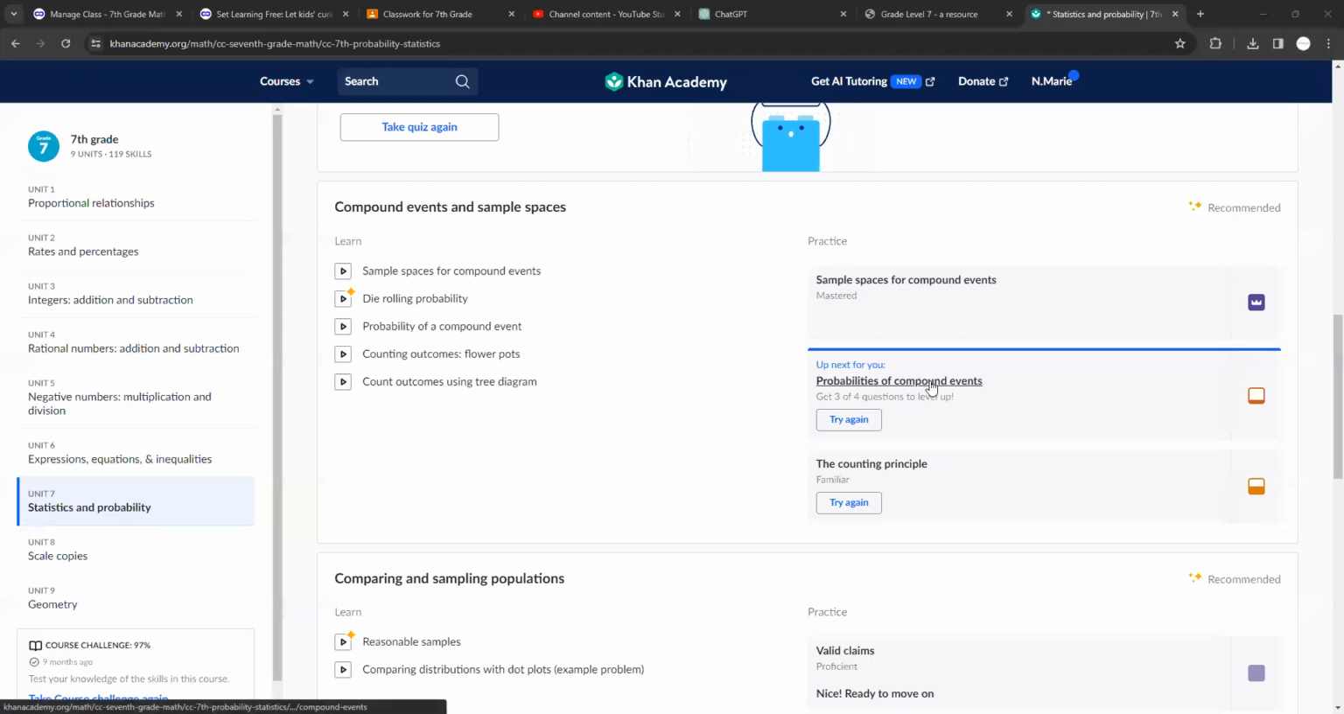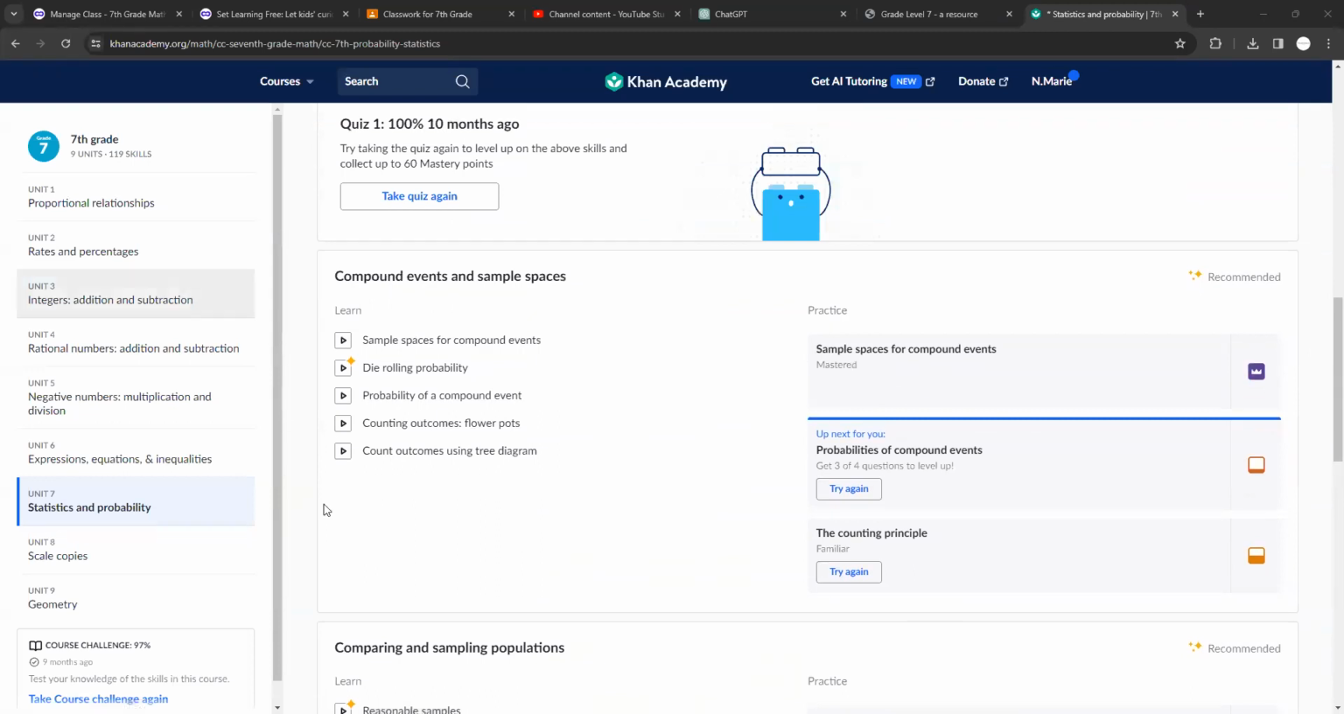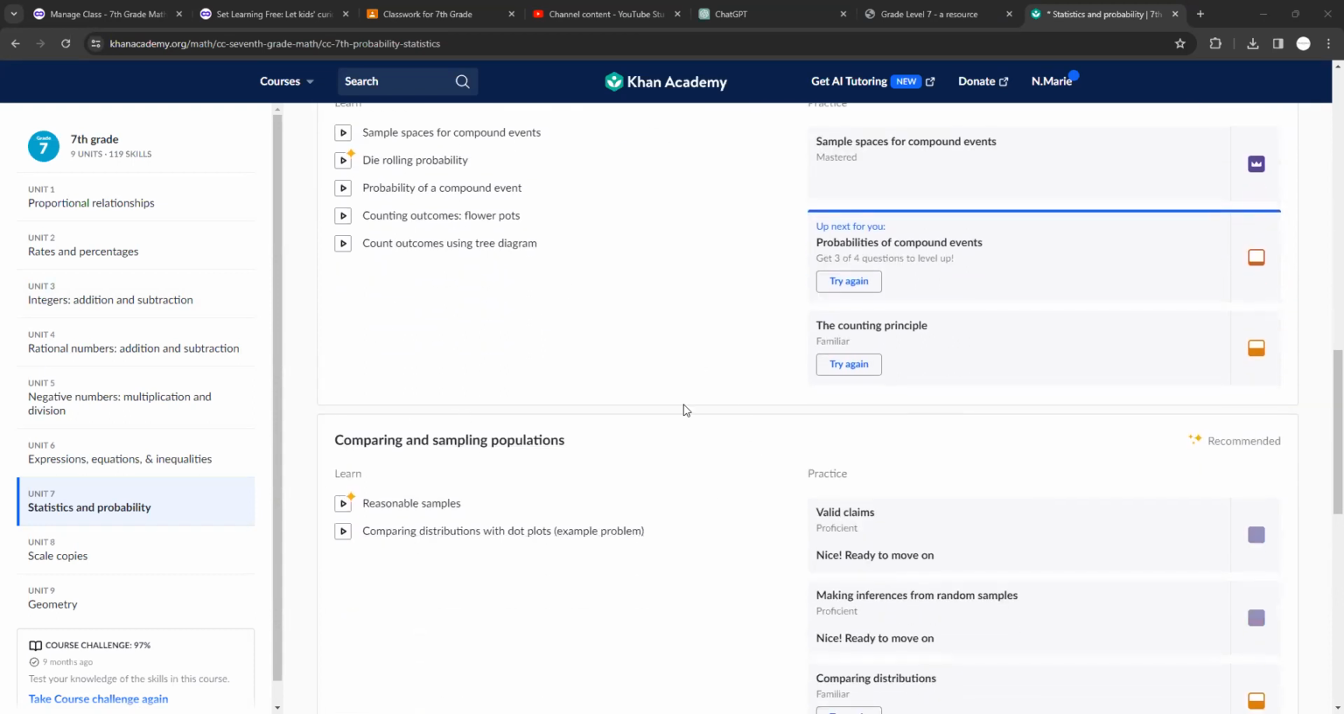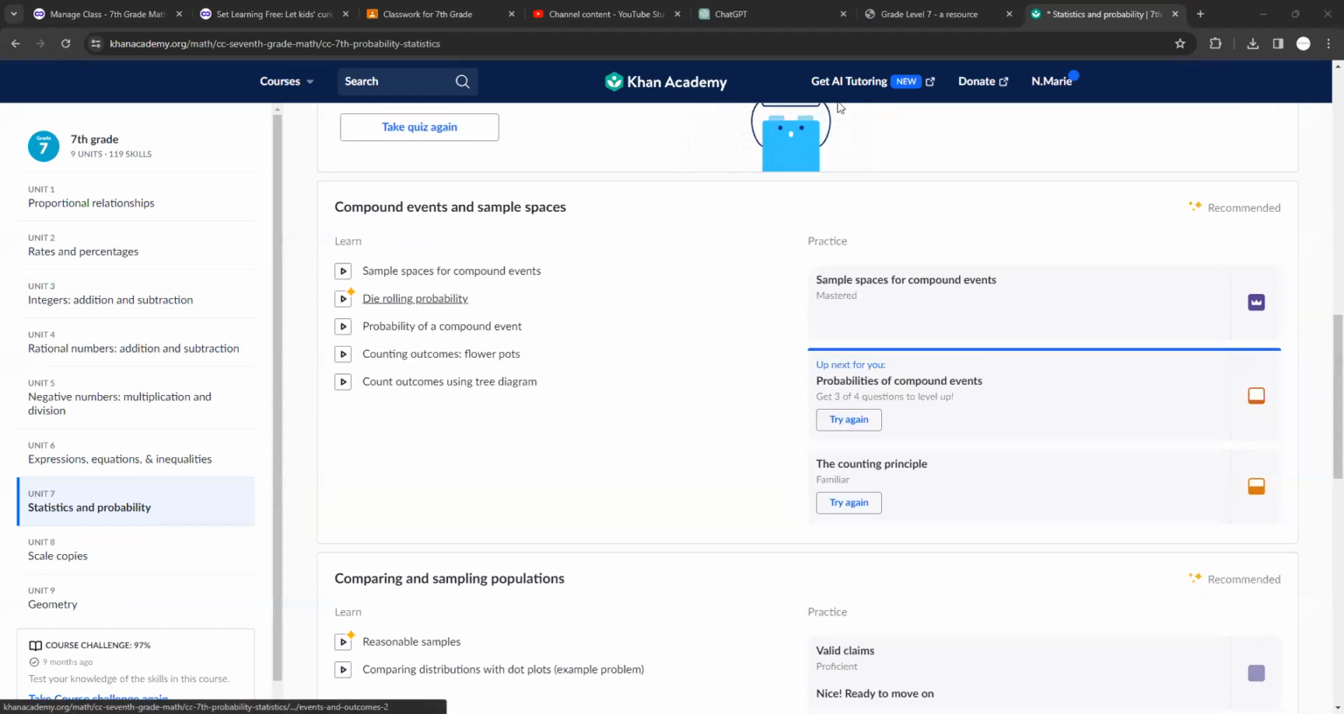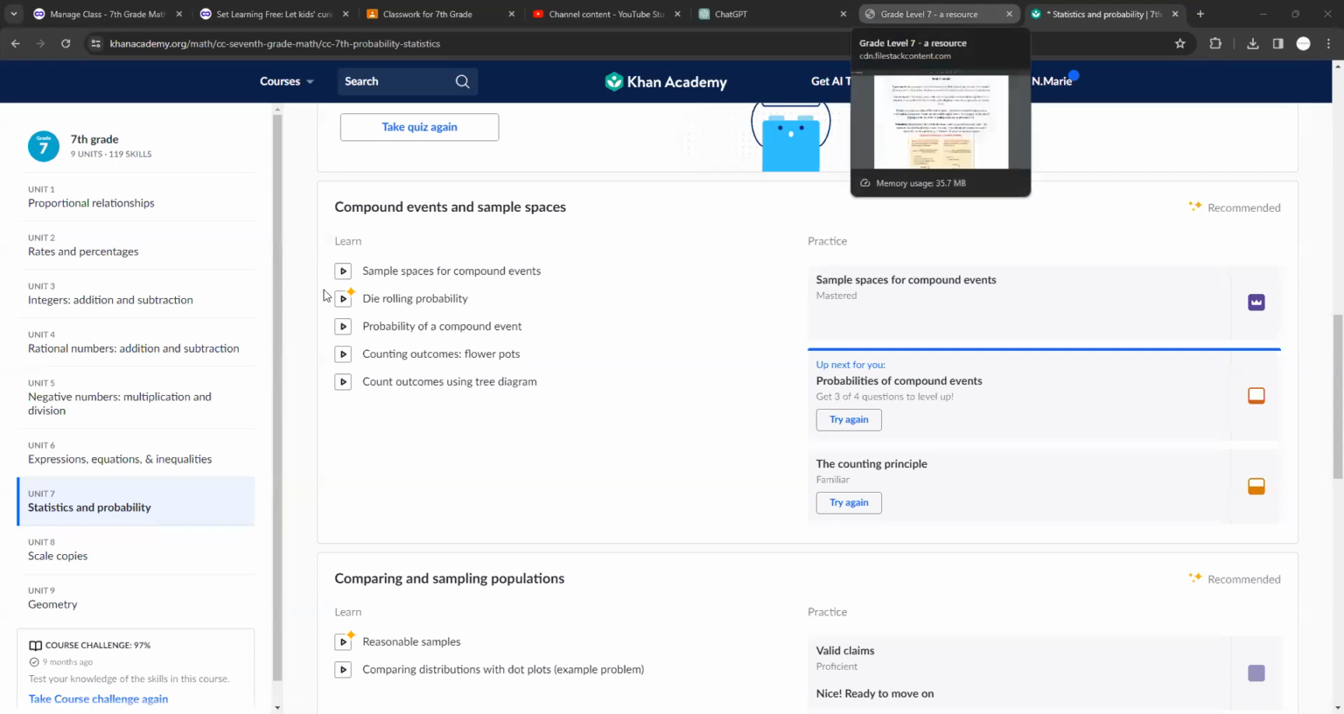Welcome. So we are finishing this unit here on Khan Academy. This is for 7th grade statistics and probability, dealing with compound events in sample spaces and comparing and sampling populations. The beginning of this unit, simple. Now it's going to get a little trickier.